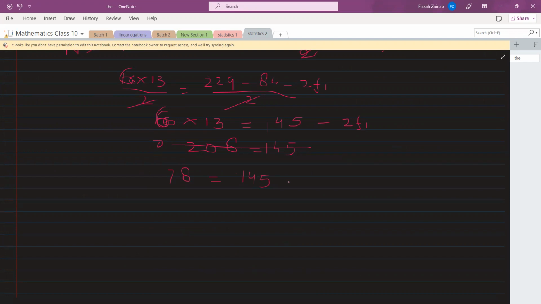And what's the lower limit? Lower limit is the lower limit of your model class. No, ma'am, what's the value of the lower limit? 40, 40.